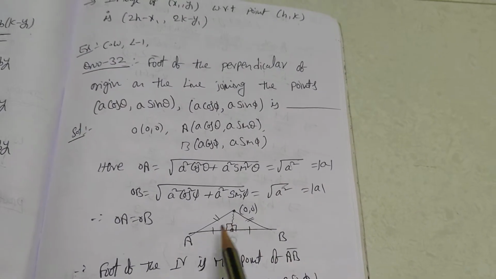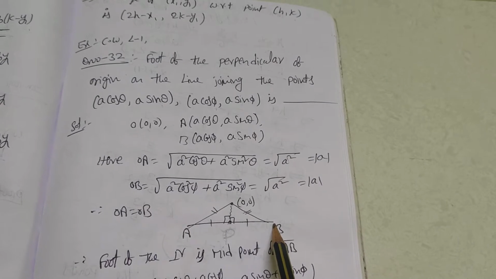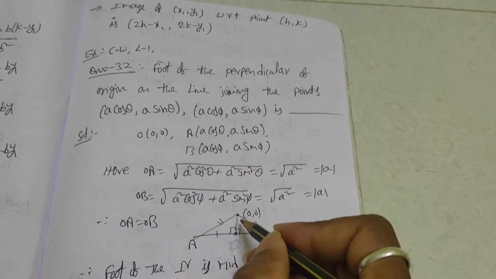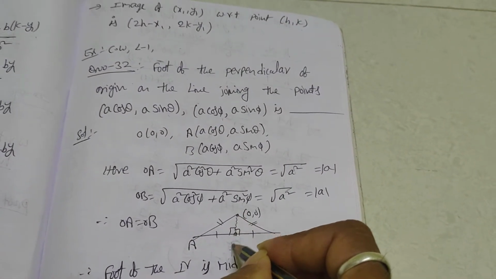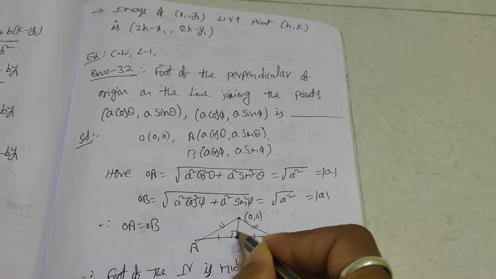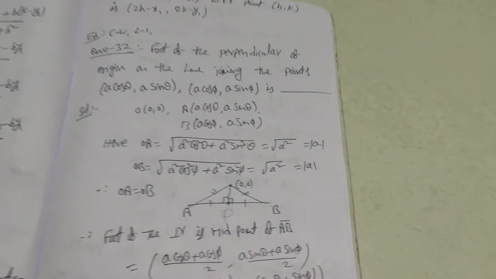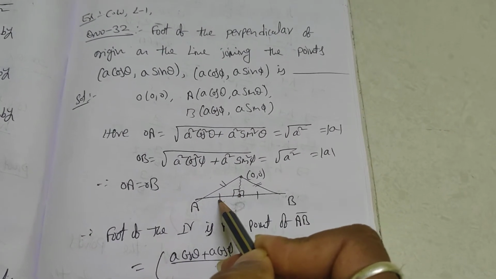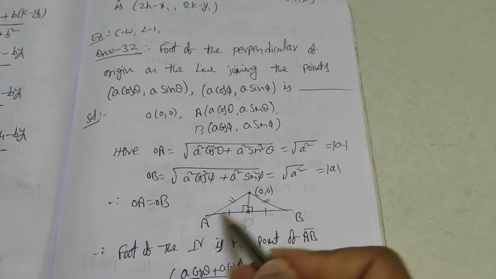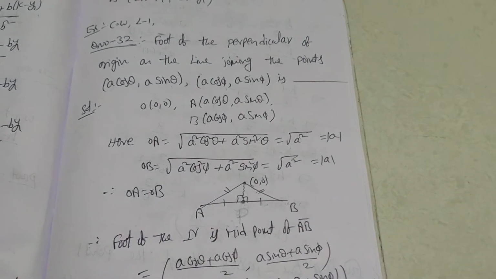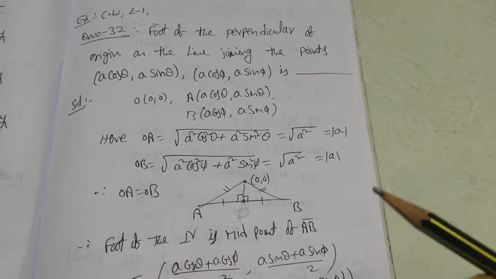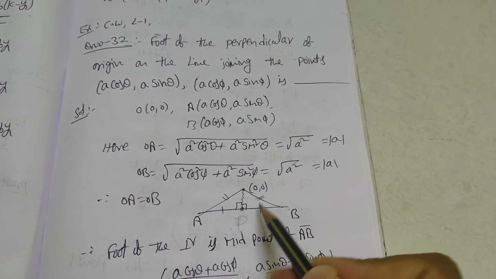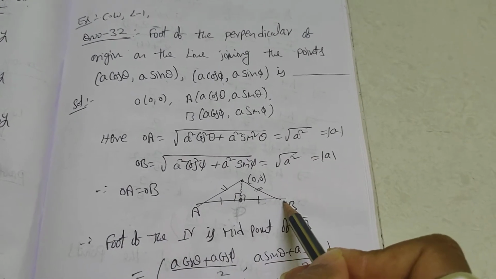Because OA is equal to OB, so now what can you say? This is nothing but a perpendicular bisector. Whenever OA is equal to OB, if you drop a perpendicular, that is nothing but the bisector also, because it is an isosceles triangle. This is the plane geometry concept from 8th, 9th or 10th class. So whenever it is the perpendicular bisector, then this point is nothing but the midpoint of AB only.